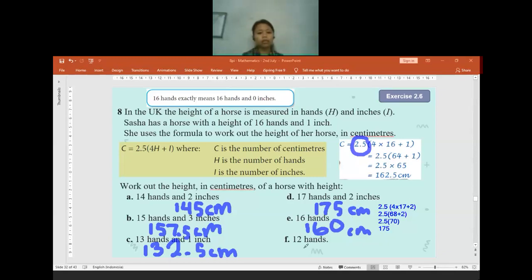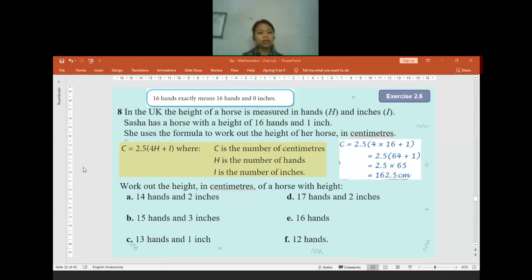Yeah, 120 centimeter. Okay, thank you, Daryl, and also Michelle, and whoever already typed it in the chat box. Thank you. Is there anyone who is confused, or is there any number that I need to discuss more? No question? Okay. If no question, let us continue to question 9.